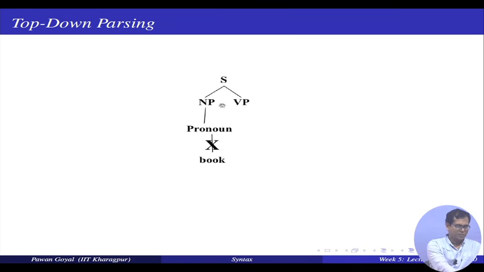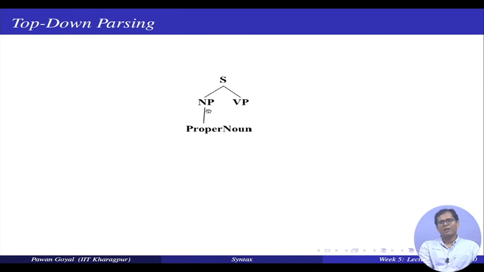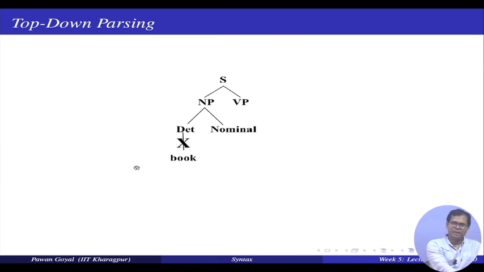So I will go back. From NP I will try to explore some other path. NP can also give me a proper noun. So you see, these are the rules in sequence in my grammar: NP can give me a pronoun, NP can give me a proper noun. Again, proper noun is a pre-terminal that cannot give me book. So again, I cannot accept this path. I'll go back. The next rule is NP gives me a determiner followed by a nominal. Again, the first word has to be a determiner, but the first word is book. That is not a determiner. So again, this path is not correct.